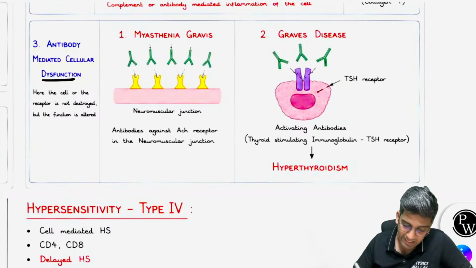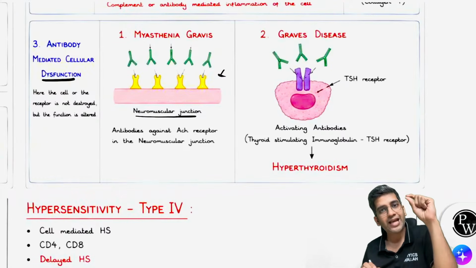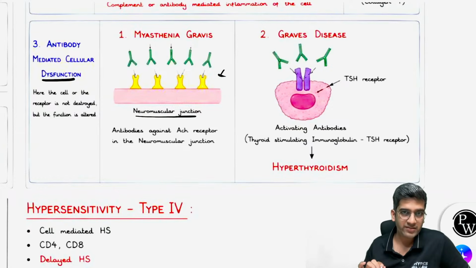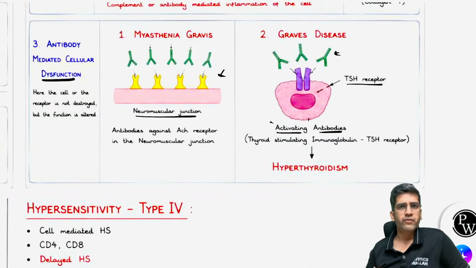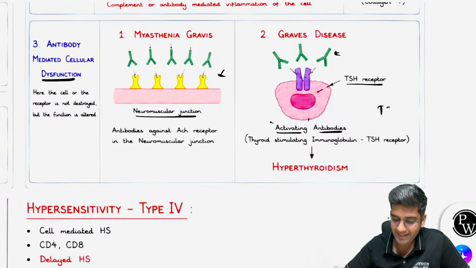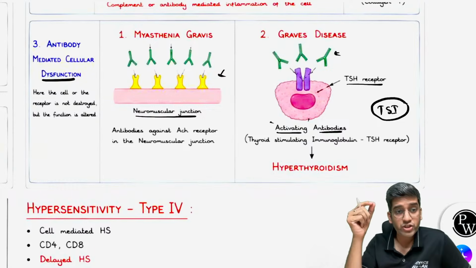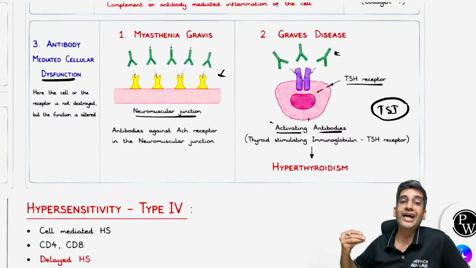Okay, so when I have myasthenia gravis, on a neuromuscular junction in the acetylcholine receptors, the autoantibody goes and binds to it, destroys it, and causes myasthenia gravis. The same way in Graves' disease, I have the TSH receptor, the antibody goes and binds here, and they cause activation of the receptor. We call them thyroid stimulating immunoglobulins, or TSIs, right? So when TSI is there, I'm going to have activation of the TSH receptor. My body will automatically start producing more and more and more thyroid hormone, resulting in a hyperthyroid state, right?